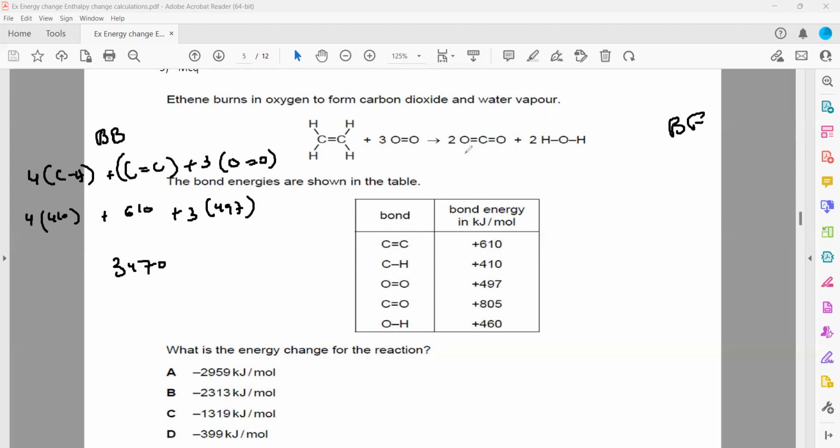For bond forming, look, two molecules of carbon dioxide. So this is one molecule, then there will be another molecule like this. If one molecule contains two CO bonds, then two molecules contain four CO bonds. Why four? In one molecule, there are two OC or CO bonds, but if there are two molecules, they will have four. And same thing, in one water molecule, there are two OH bonds, but in two water molecules, there will be four. So this will be 4 into CO, and this will be 4 into OH.